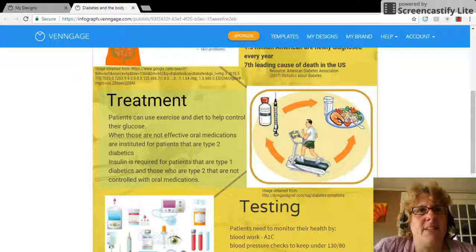DPP-4 slows the activation and degradation of GLP-1, ultimately improving blood glucose control. Januvia is a DPP-4 medication. AGI is alpha glucosidase inhibitor, which delays the absorption of carbohydrates. Glycet and Precose are a couple names of that type of drug. When these medications do not work, patients need to go on insulin therapy.